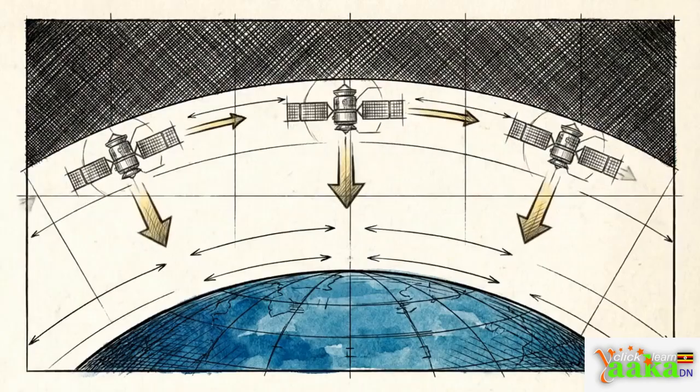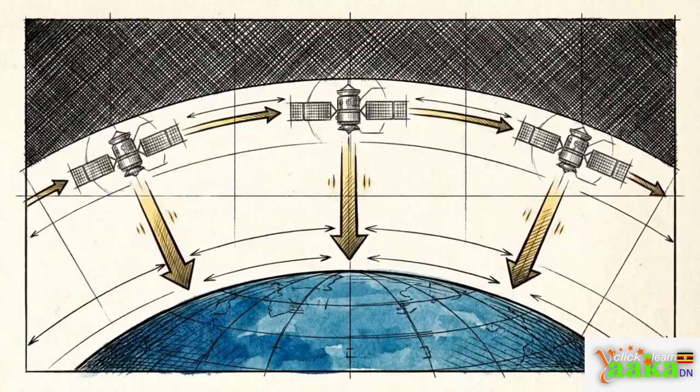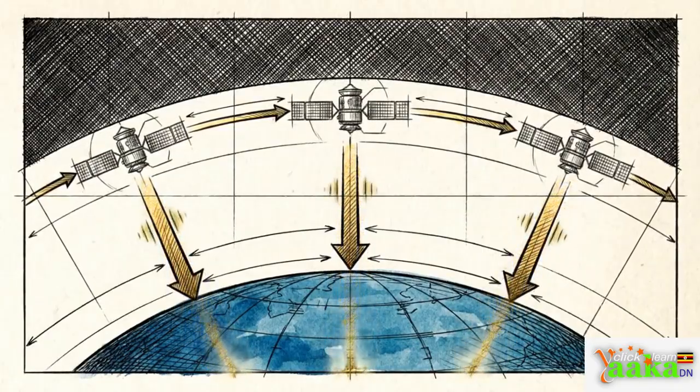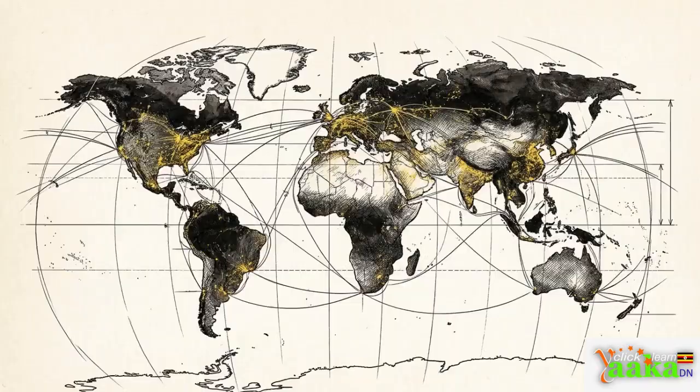Our sky is filled with thousands of artificial relays, seamlessly catching uplinks and projecting downlinks to bypass the physical curve of the Earth. This invisible web of signals is the quiet foundation of our modern, connected world.